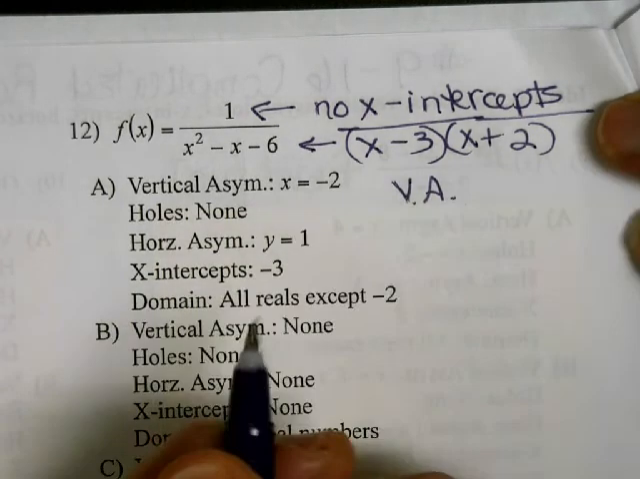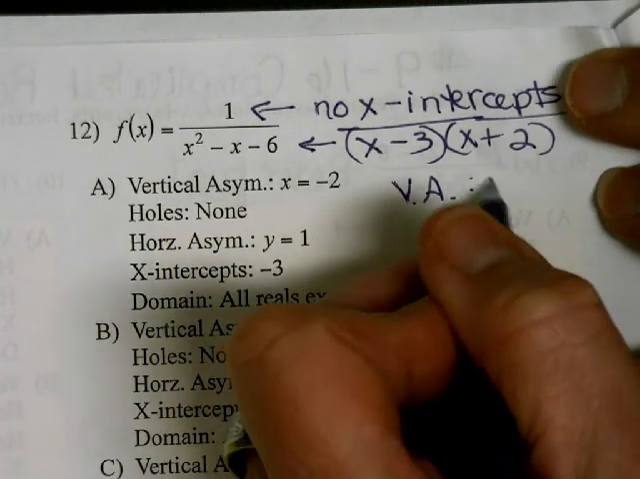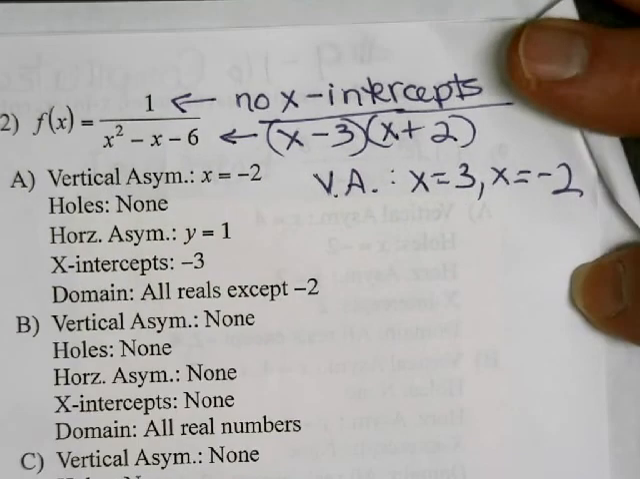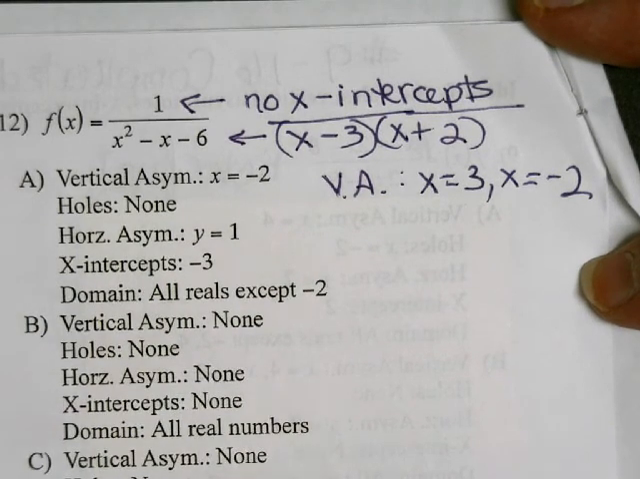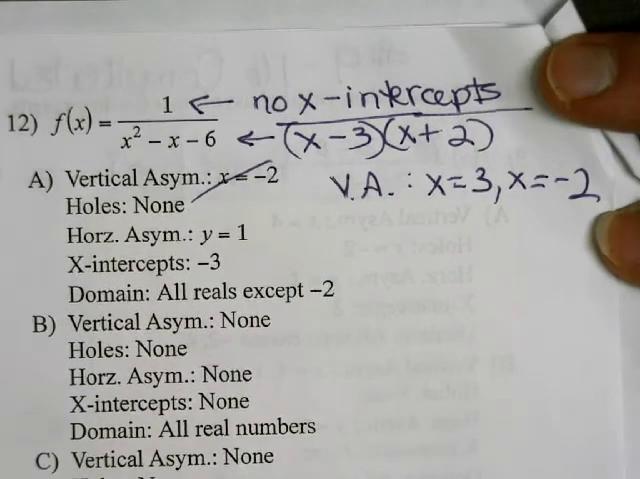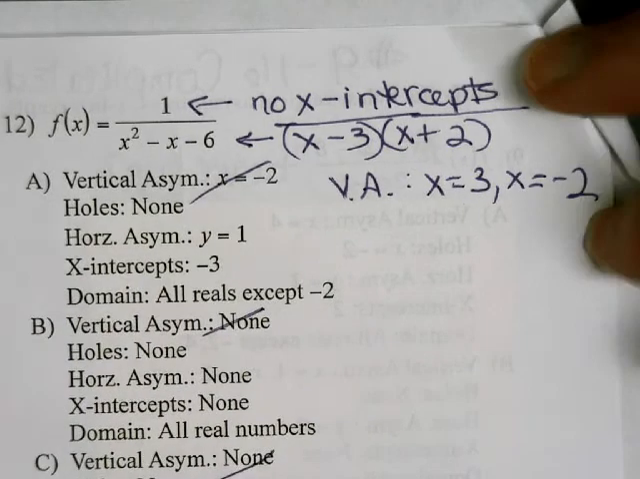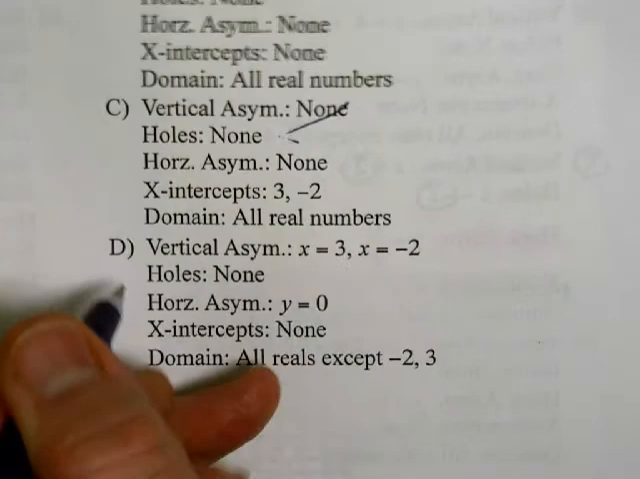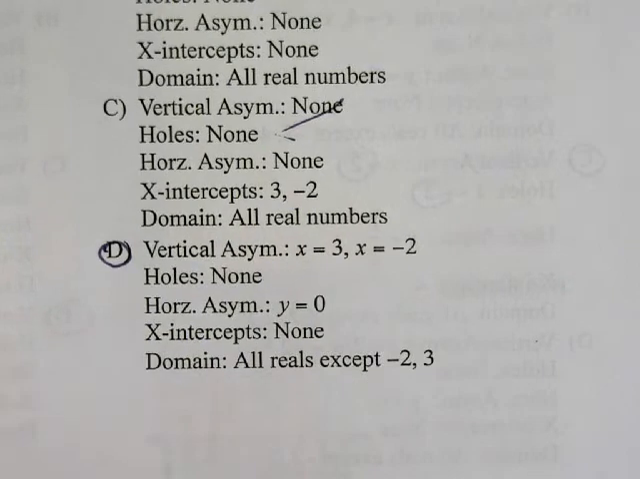Okay, vertical asymptotes. No holes, obviously. X equals 3 and x equals -2. The only one that has that is D. Right? A doesn't have enough. B doesn't have any. C doesn't have any. So D is the result. There we go.